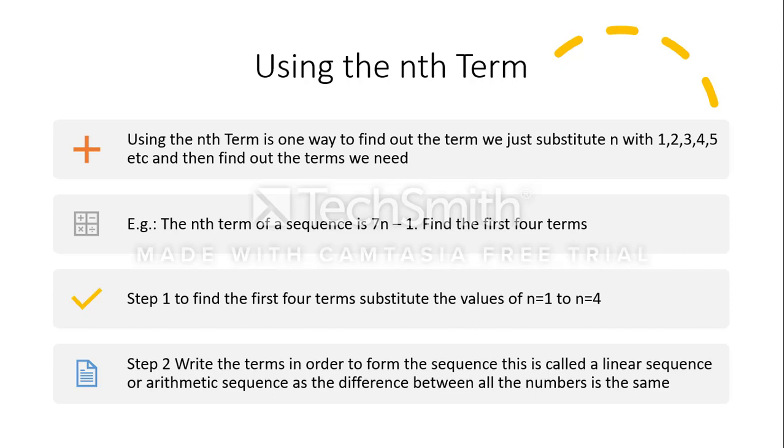For example, the nth term of the sequence is 7n minus 1. Find the first four terms. So for this, we'll have to substitute in n equals 1, 2, 3, and 4. So when we substitute the values of n into that equation, we get 6, 13, 20, and 27. And the sequence we get is called a linear/arithmetic sequence, which we'll be learning about.